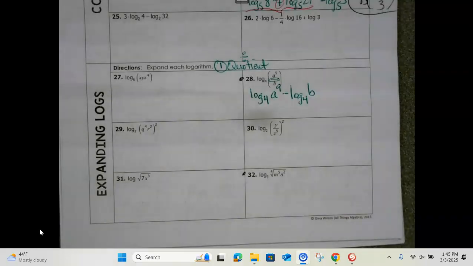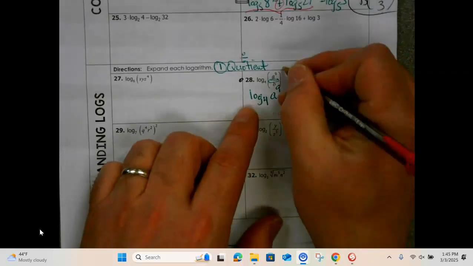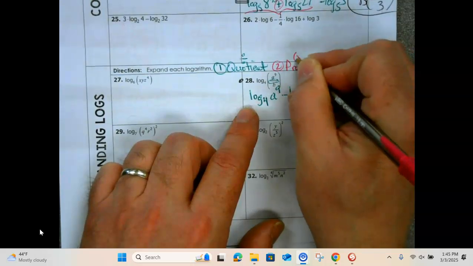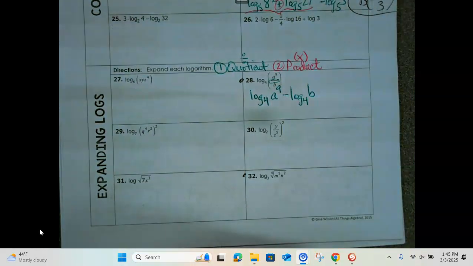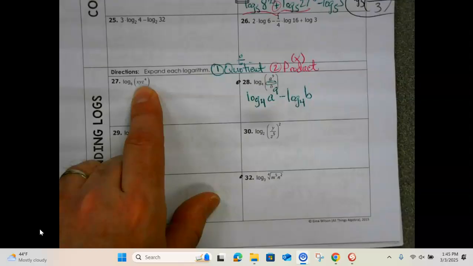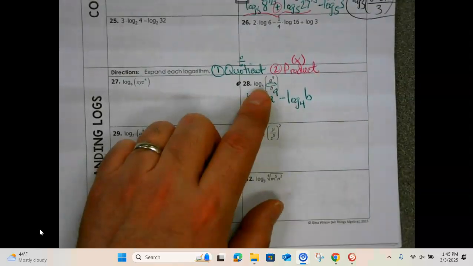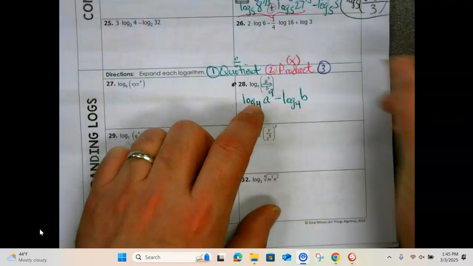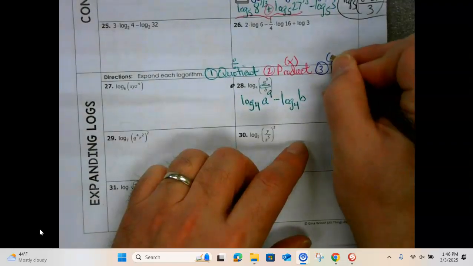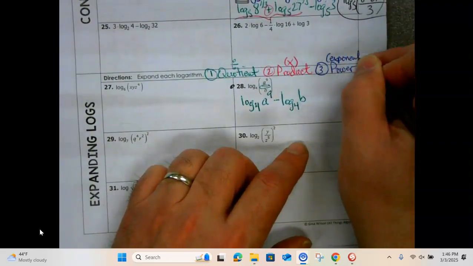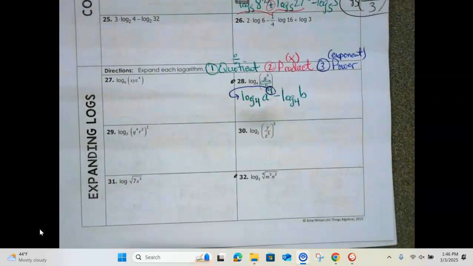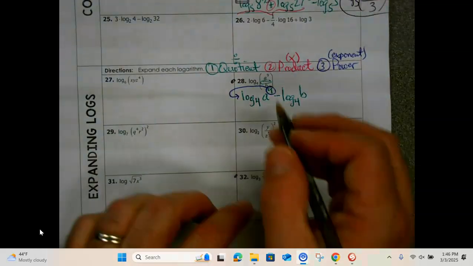Then, if there is any multiplication, we would do that next. But there isn't this time. Like if we were doing 27, there would be, but we're not. So, okay, no product this time. And then finally, if there are any exponents, those exponents are coming back around to become a coefficient.